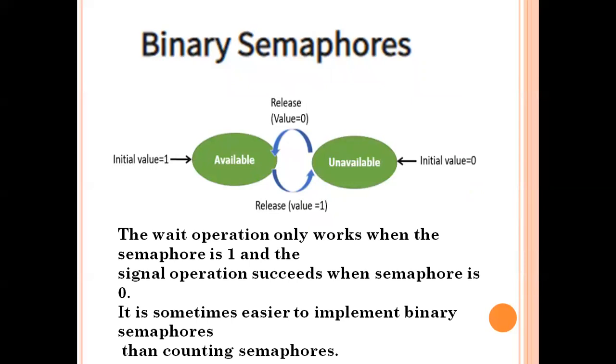So in binary semaphores, the wait operation only works when the semaphore is 1 and the signal operation works when the semaphore is 0. So as we can see, only two values are present, 1 and 0. It has a restricted domain. It is sometimes easier to implement binary semaphores than counting semaphores. Less domain, easier to use.